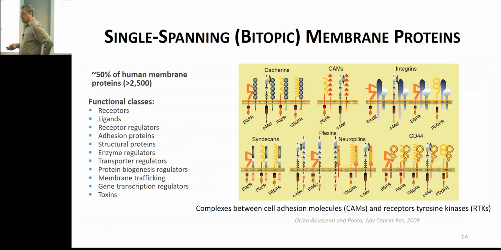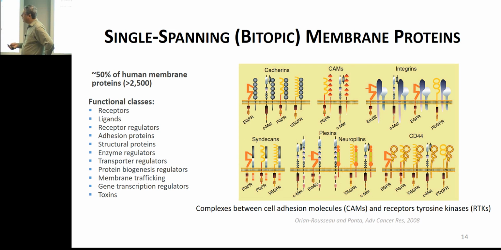So that was the first part of my talk today, and the second part is about single-spanning, or bitopic, membrane proteins and tools which we created for that purpose. Basically, single-spanning transmembrane proteins have only one transmembrane alpha helix, but they have a lot of water-soluble domains, frequently on both sides of the membrane, and they are highly diverse.